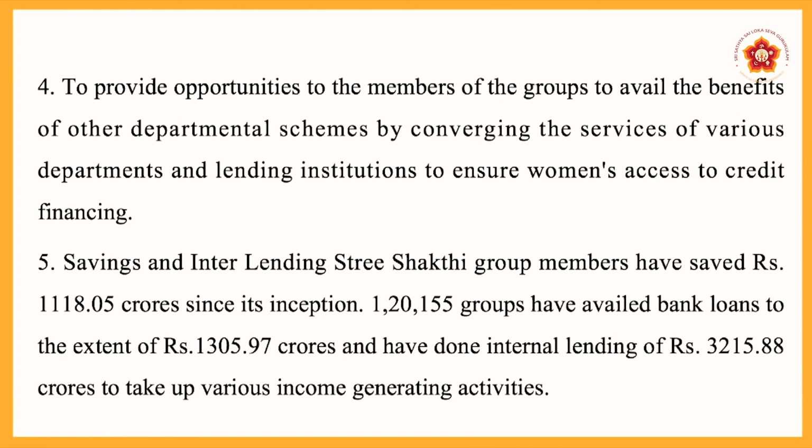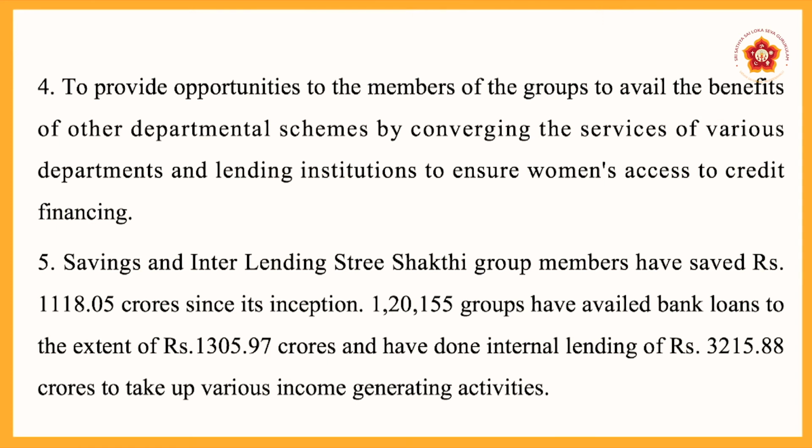Another objective, the fourth one, was to provide opportunities to the members of the groups to avail the benefits of other departmental schemes by converging the services of various departments and lending institutions to ensure women's access to credit financing. So, basically the main idea was that women get access to credit facilities which are being offered by various banks and other agencies. So, the fourth point was that this particular organization tried to converge all the existing help schemes which were running in that area. When all these schemes come together, there should not be doubling of work, and they help the women in a very streamlined way.